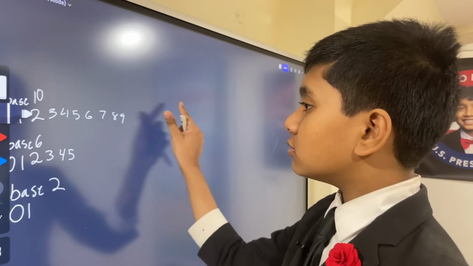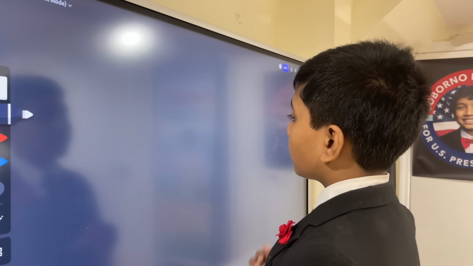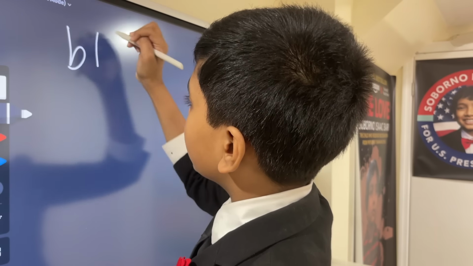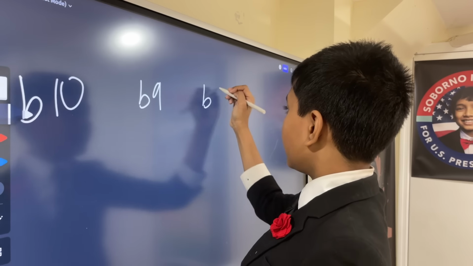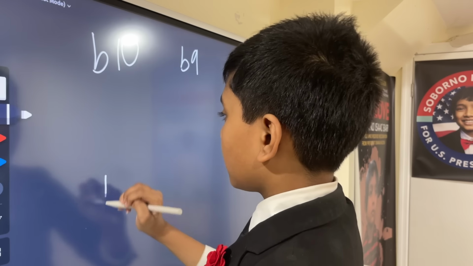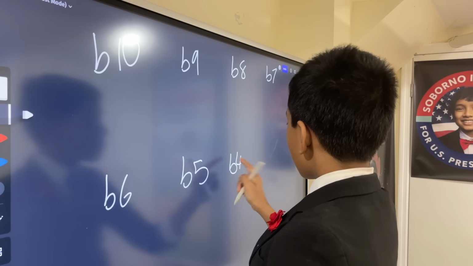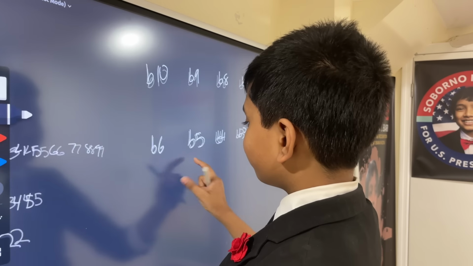Okay, so what we're going to be looking at today is subtraction in different bases. So let's start with base 10, just so we can get used to that. And then we have base 9, base 8, base 7, base 6, base 5, base 4, base 3, and base 2.